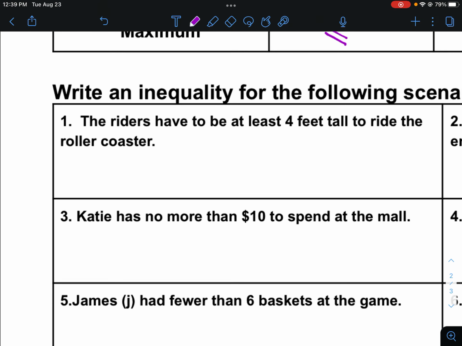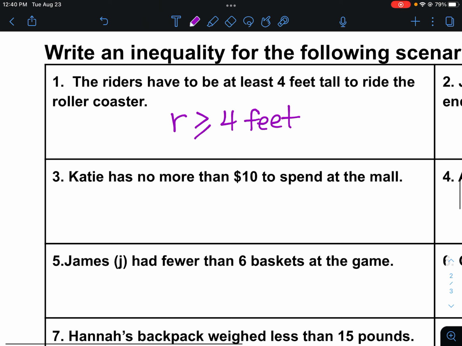So number 1, the car riders have to be at least 4 feet tall to ride the roller coaster. So I'm going to use R for riders. If they have to be 4 feet tall, they have to be at least equal to 4 feet or greater than 4 feet, and they can ride the ride. So then we're going to put 4 feet. I'm going to go down the left-hand column. Katie has no more than $10 to spend at the mall. So I'm going to use K for Katie. I know I have $10 and she cannot spend any more than 10, so less than or equal to the exact amount of $10.